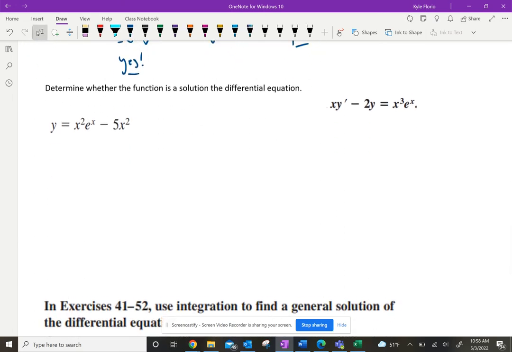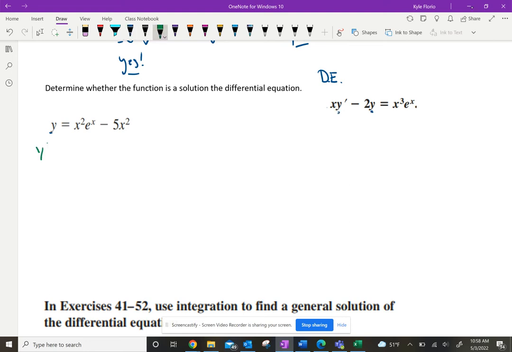Okay, so same example, but different function to check. So take a minute to copy this example down. Determine whether the function is a solution to the differential equation. So x times y prime minus 2y equals x cubed e to the x. This is the differential equation right here, which I will call a DE. I'm going to plug y in for this y right here, and I'm going to find out what y prime is and plug it in here.